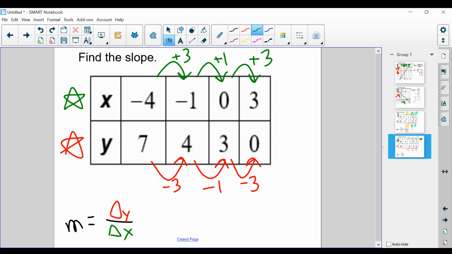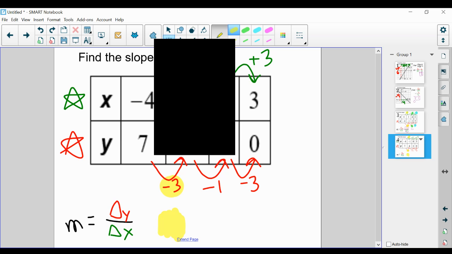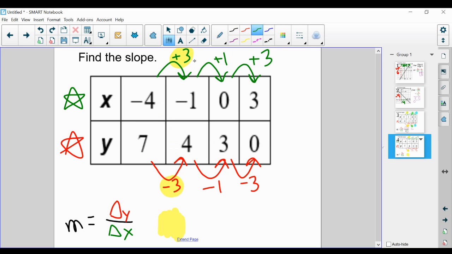So now we have to do something similar to what we did last time. We're going to look at each changed pair. So the first change in my y was -3. The first change in my x was +3. Therefore, the slope of that set is going to be -3 over +3, which is -1 when we simplify it down.